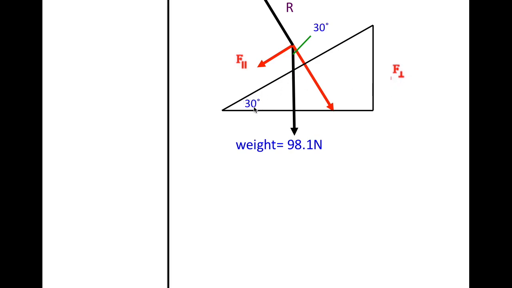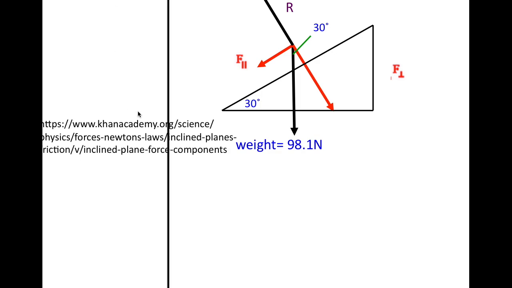What we do know is that because this angle right here is 30, we also know that this angle right in here is also 30. And this is based off of trigonometry and geometry, if you know your rules. If you don't know the rules, you can refresh your memory by watching this video, by going to Khan Academy and then looking up inclined planes and friction. I will also put it down in the footnotes under the video.